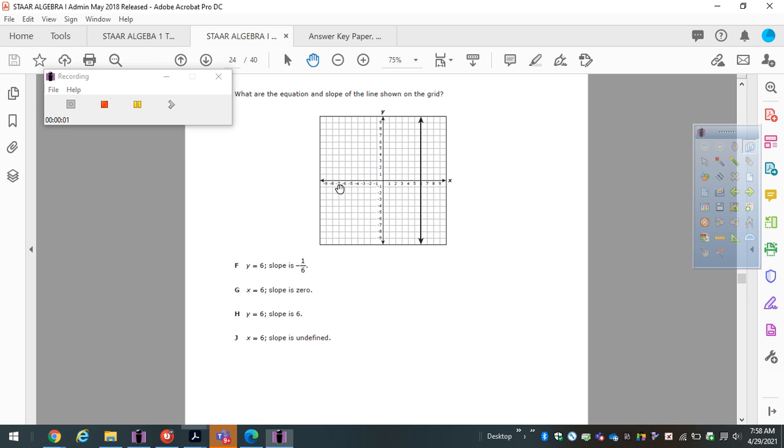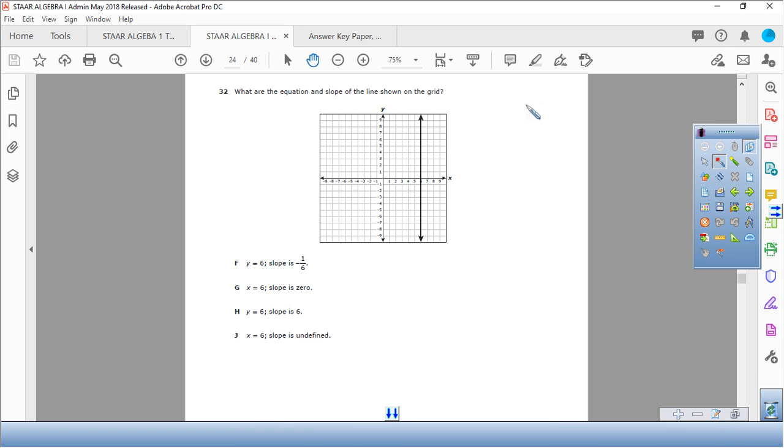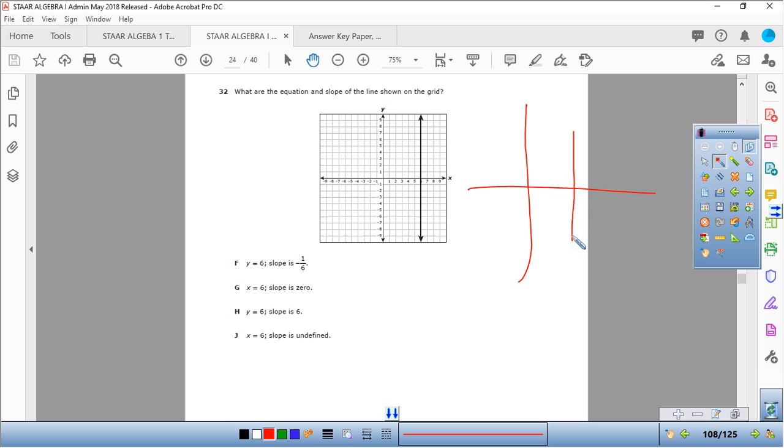We're going to continue with the 2018 release test. We're on number 32. What are the equation and slope of the line shown in the grid below? Remember the idea was, if you have the x, y coordinate grid and you have a line touching only one axis, which is the situation here, the x-axis, then the equation is x equals whatever number this is. X equals 6. Okay, so the other ones, y equals 6, are out.